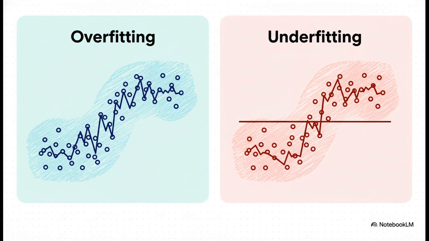Overfitting is what we call high variance. It's way too sensitive to every little fluctuation. Underfitting is high bias. It makes assumptions that are just too simple. The goal is always to find that perfect balance between the two.